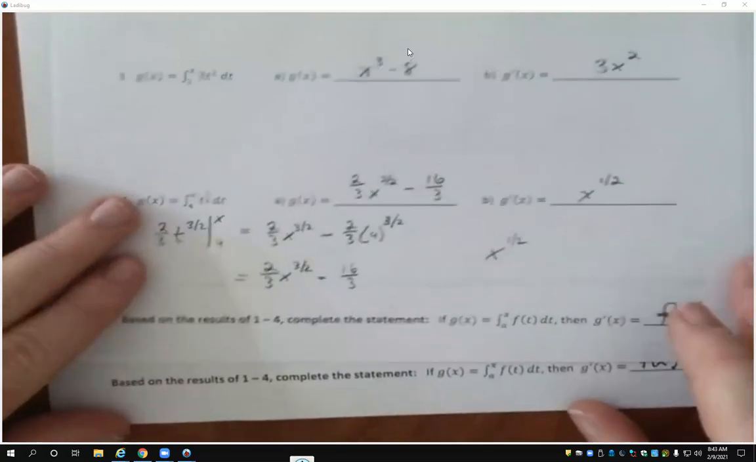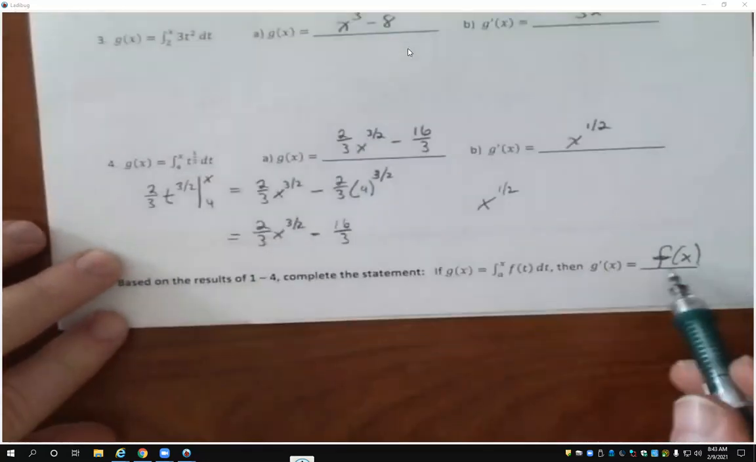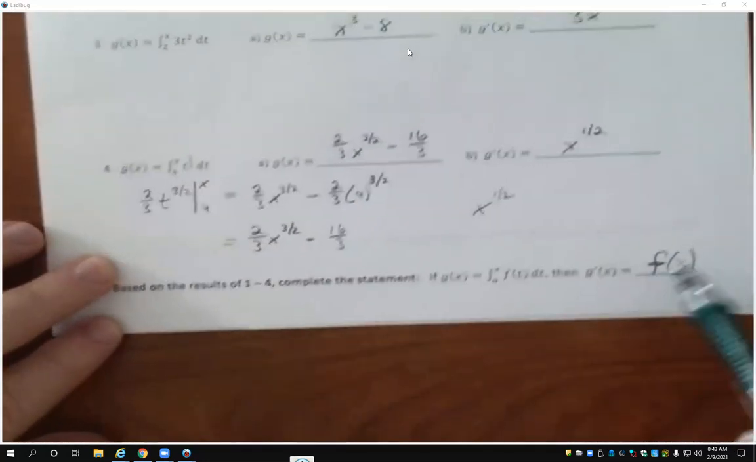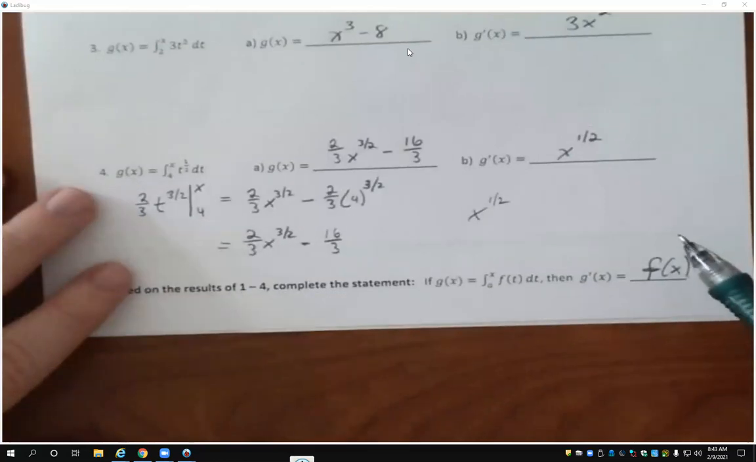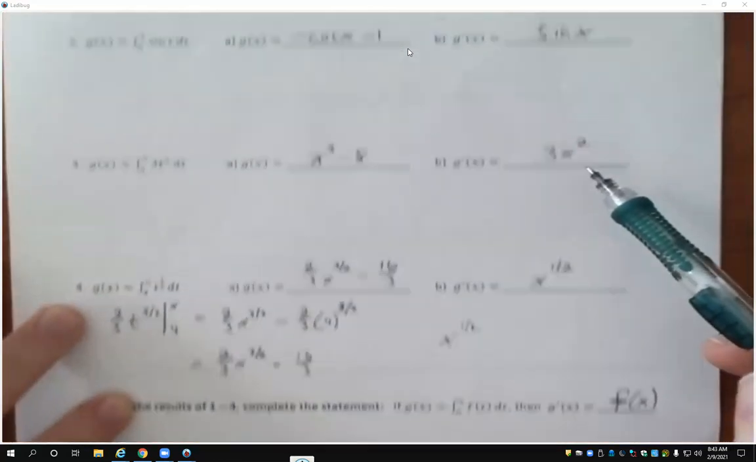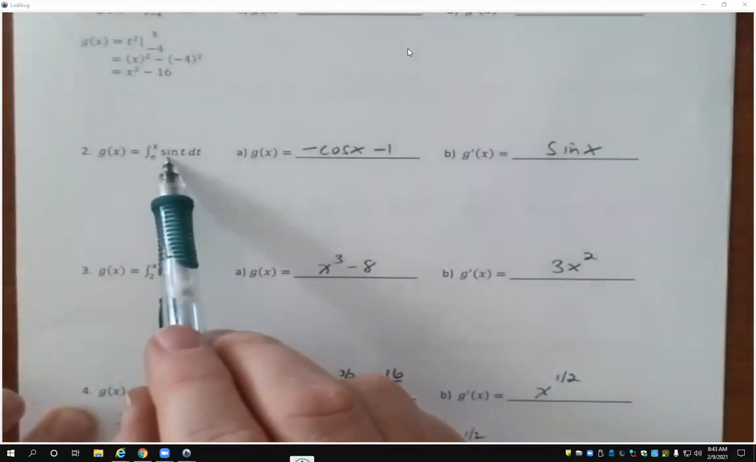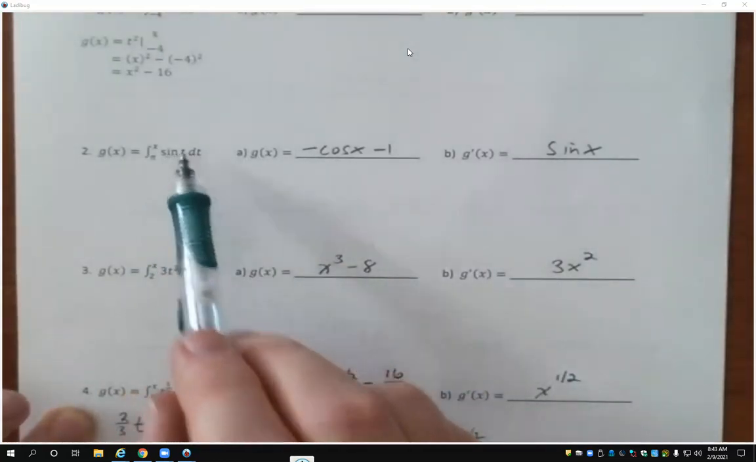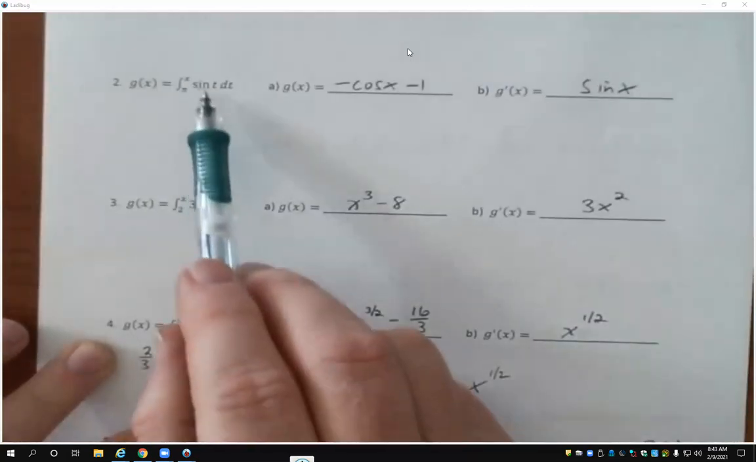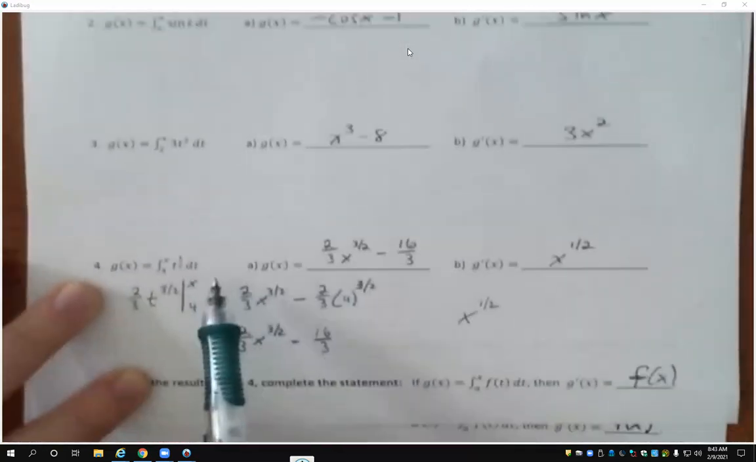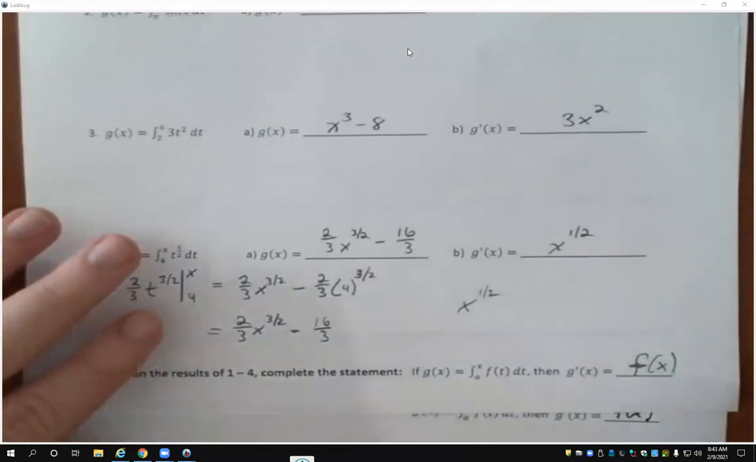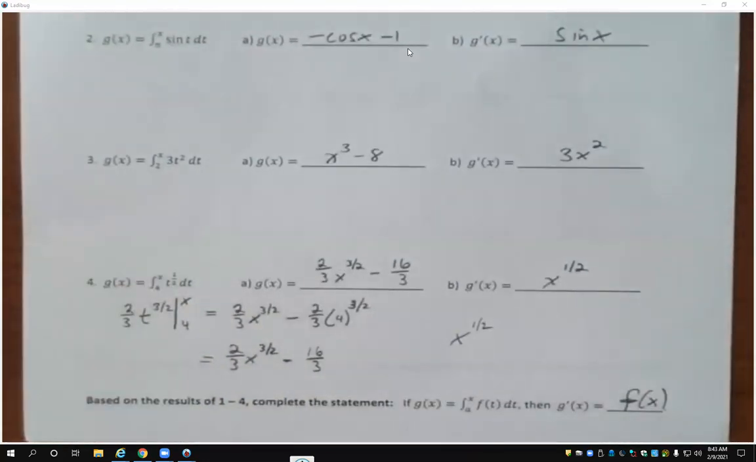Okay, hopefully everyone found and got f of x down here. If you realize that every one of these answers over here is just, instead of writing this function, it's putting an x in there, okay? So we have sine x, we have 3x squared, and we have x to the 1/2, okay? And that's really leading to today and what the fundamental theorem of calculus part 2 is all about.